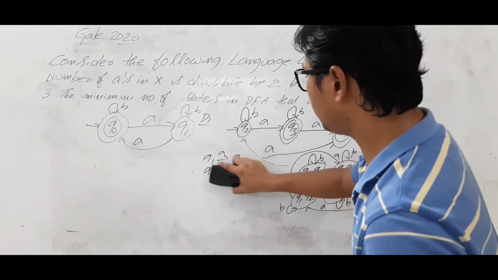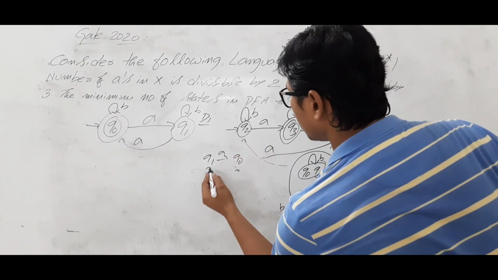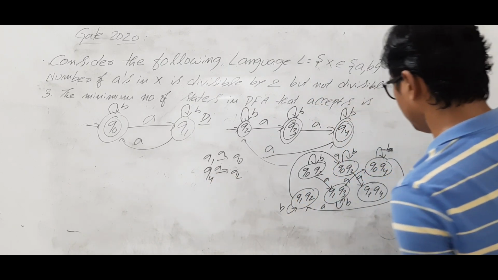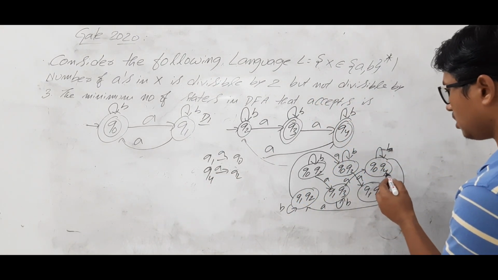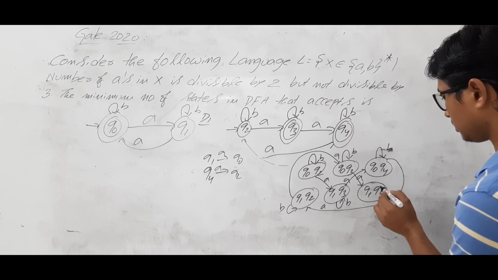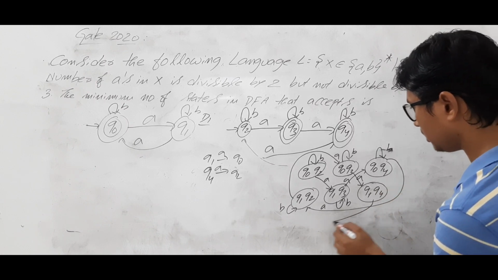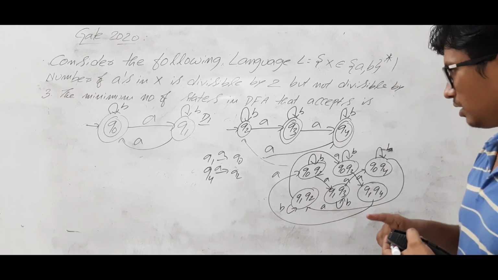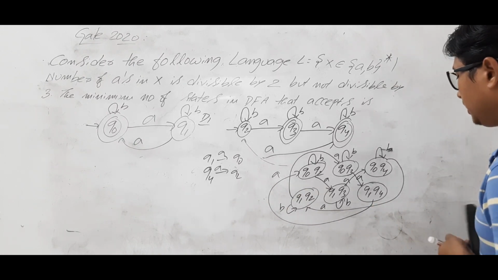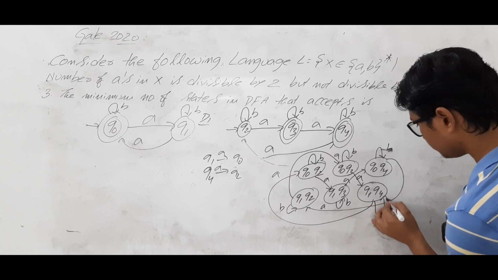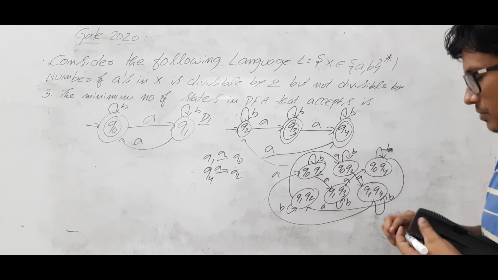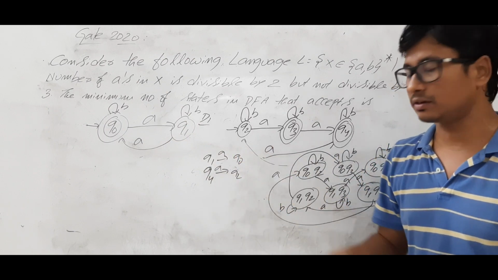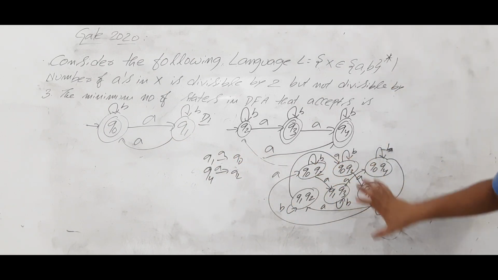Now Q1, Q4 on A. Q4 on A where is it going? Q4 on A it is going to Q2. So Q1, Q4 on A you are going to Q0, Q2. Is it clear? Are you able to understand? On B it is going to itself. A little bit clumsy, but I think if you saw my previous video, you can do it by yourself. So I have drawn it like this.